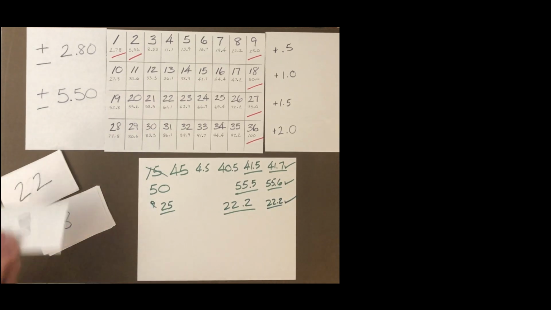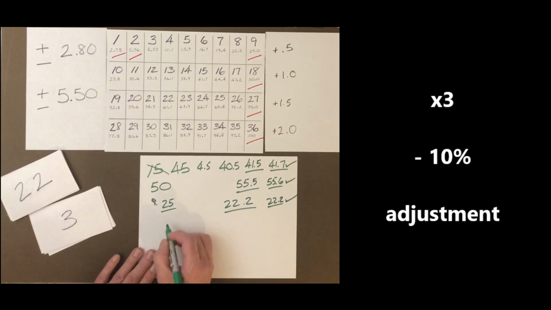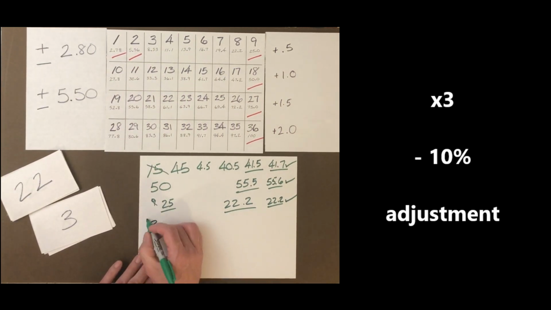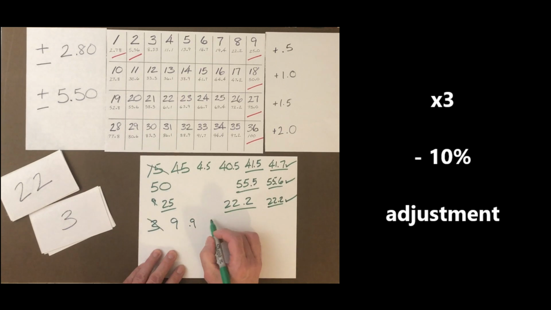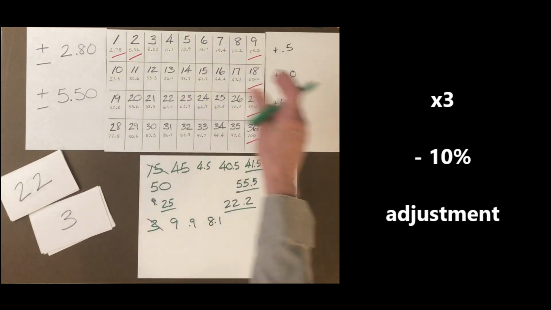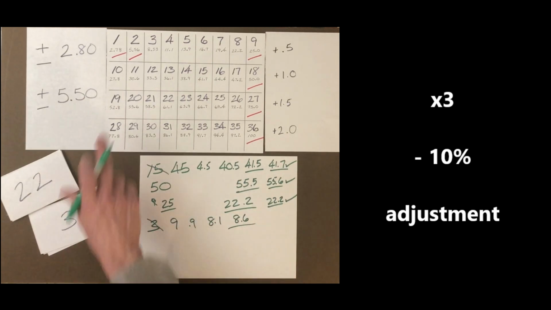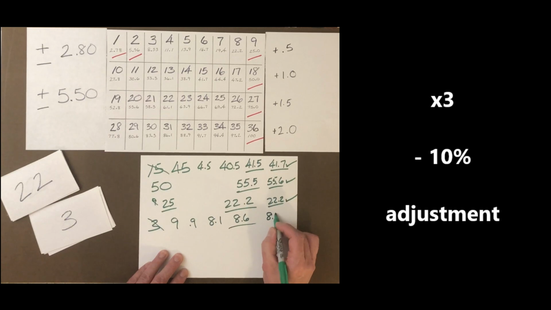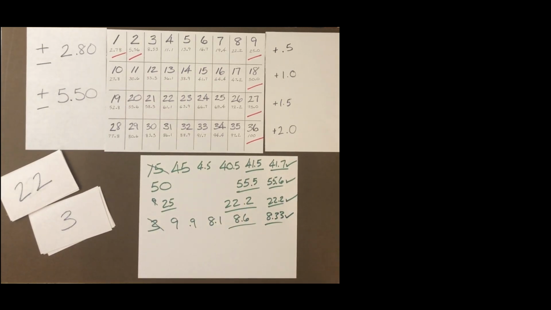It's an easy one. 3. It's not near 9, it's not near 0, so we have to do it by the multiplication. Times 3 is 9, minus 10%, 8.1, and on the first line we're going to add a 0.5%, 8.6, and 8.33. It's the actual answer within 0.3%.